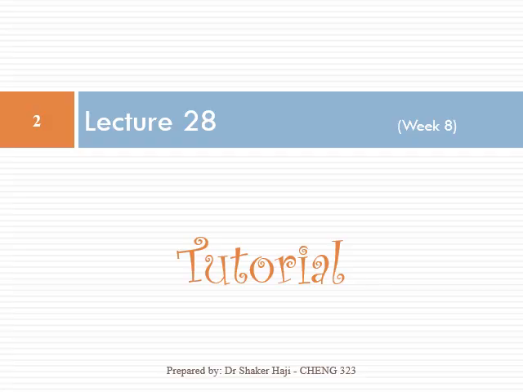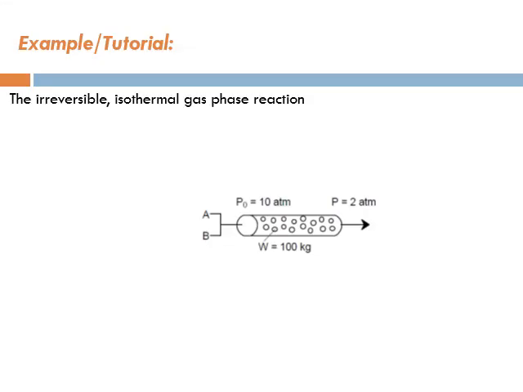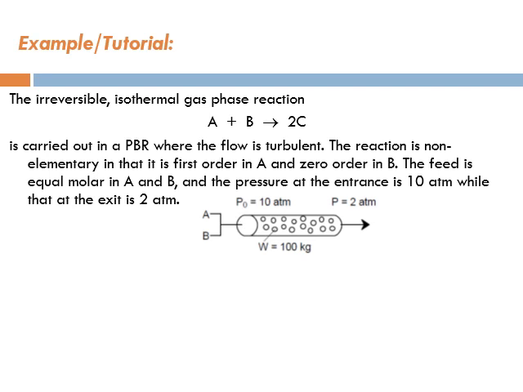Hello and welcome. Lecture 28 is going to be another tutorial where we're going to solve or at least discuss a couple of problems. The first problem is actually very nice, talking about an irreversible isothermal gas phase reaction which is carried out in a packed bed reactor. So that means you have a pressure drop.